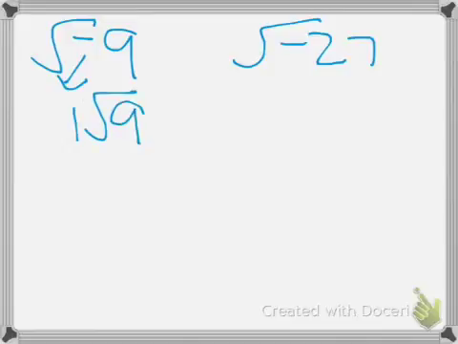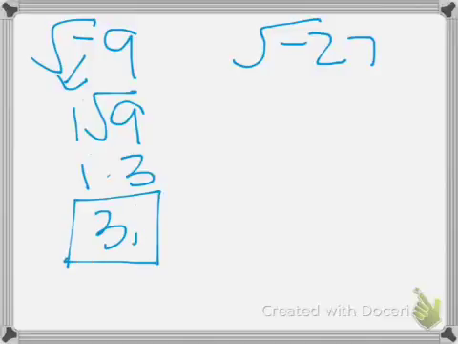And we'll multiply i times the square root of 9, which is 3. So then it becomes i times 3. So then 3 times i is just 3i. So 3i is our answer for the square root of negative 9.